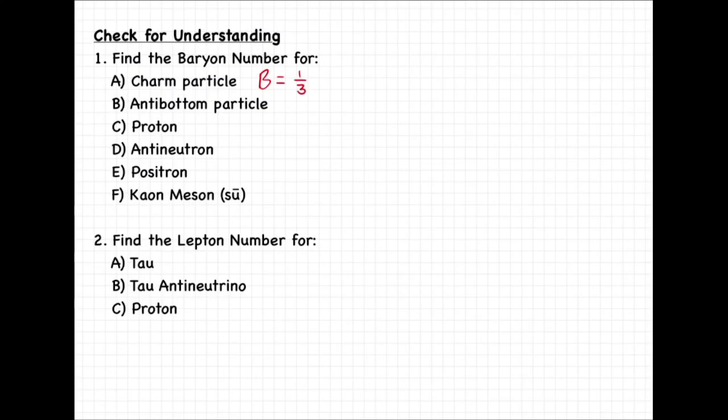1/3 of 1 minus 0, sorry, 1/3. Anti-bottom particle, B equals -1/3. Proton, 3 quarks, no anti-quarks, 3/3, B equals 1. Anti-neutron, B equals -1. Positron, B equals 0. Positron has no quarks, it's an anti-lepton. Kaon meson. It's a meson, which means it's 1 quark, 1 anti-quark, which means it has a baryon number of 0.